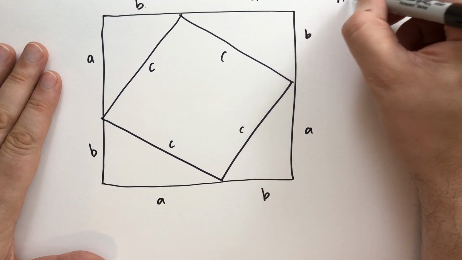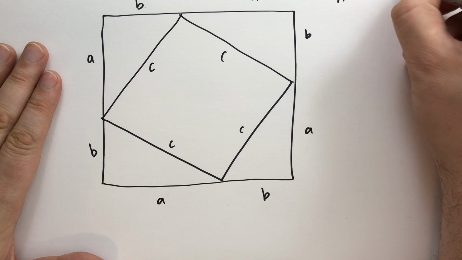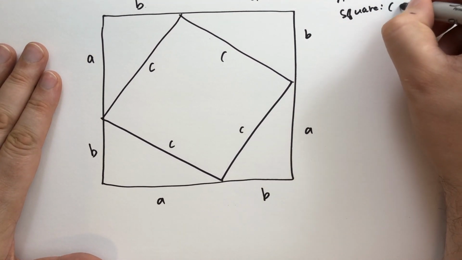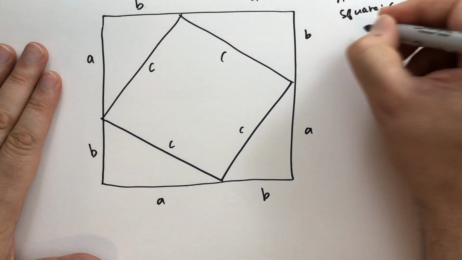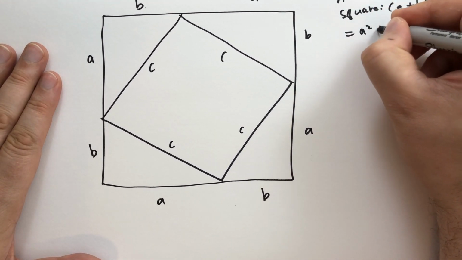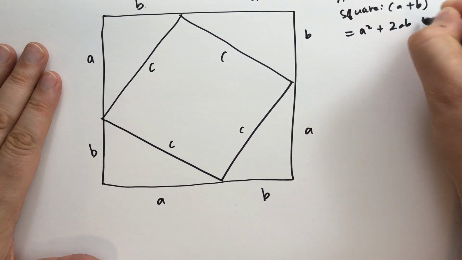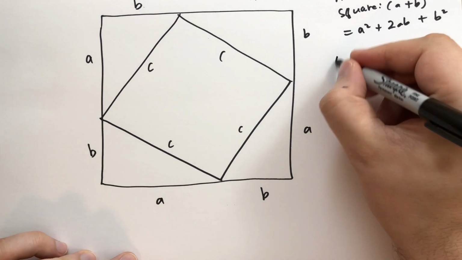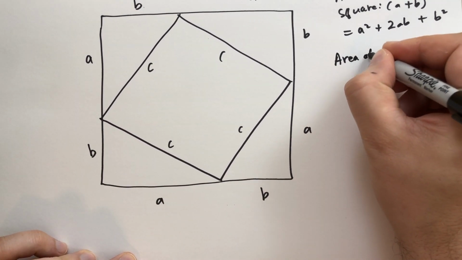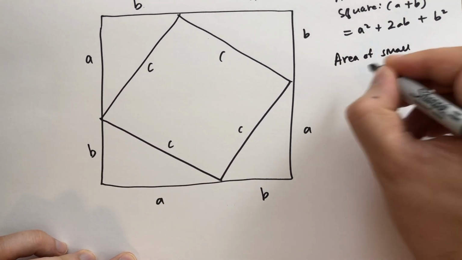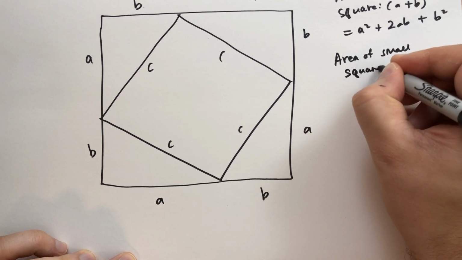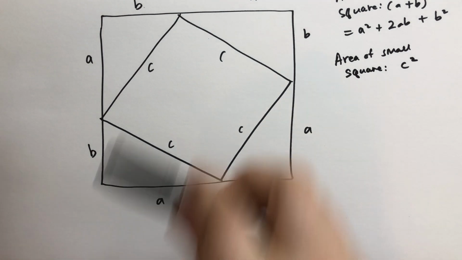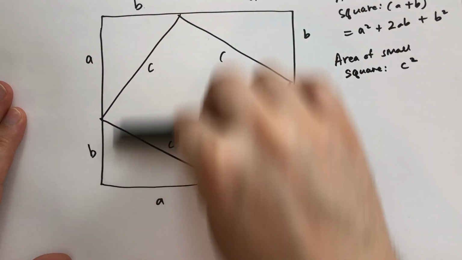So the area of the big square is (A plus B) squared, which is equal to A squared plus 2AB plus B squared. We learned that in the first chapter. That's how we square sums. And the area of the small square is just C squared. Okay, so we have this small square on the inside here and this big square on the outside.